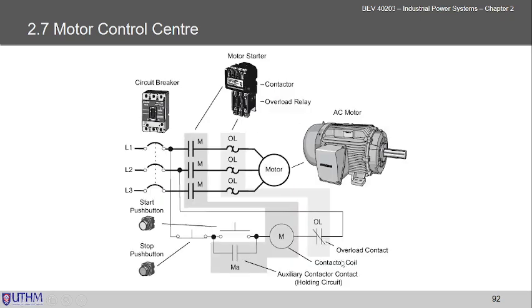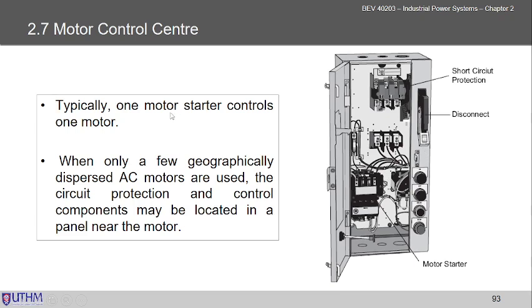So these are the basic arrangements of the MCC. We have the motor here, and of course all the auxiliary equipment in the MCC. Typically, one motor starter controls one motor. As I said just now, the starting circuit must be controlled individually, but a drive can drive a group of motors. So it depends on the needs and the installation as well.